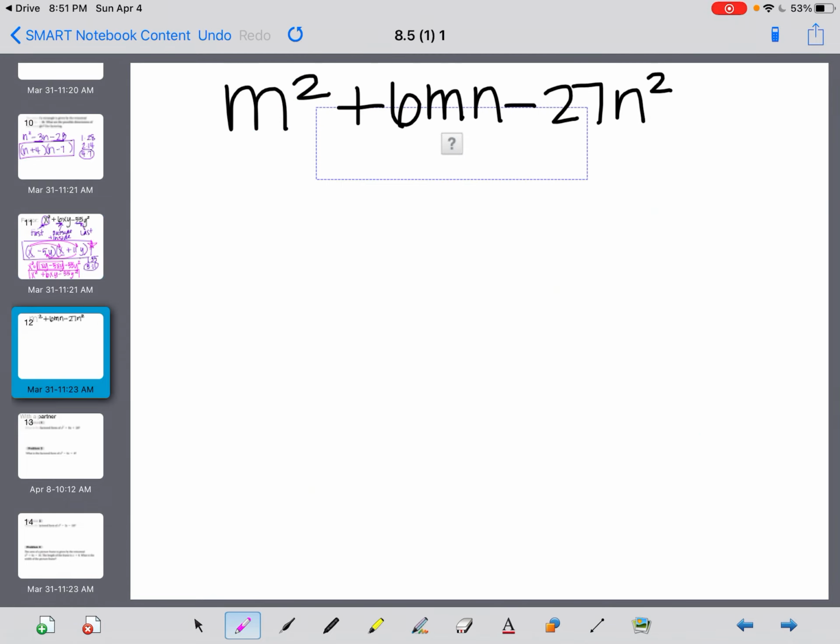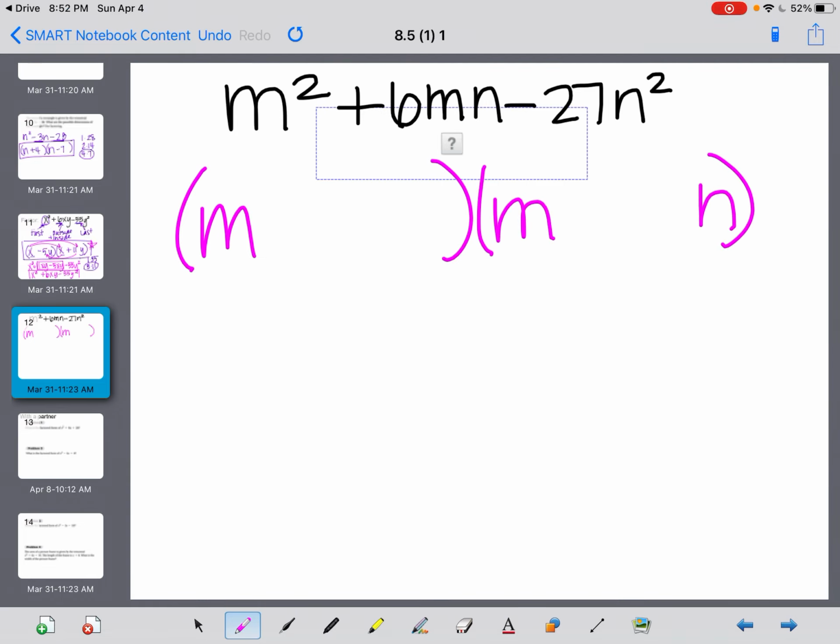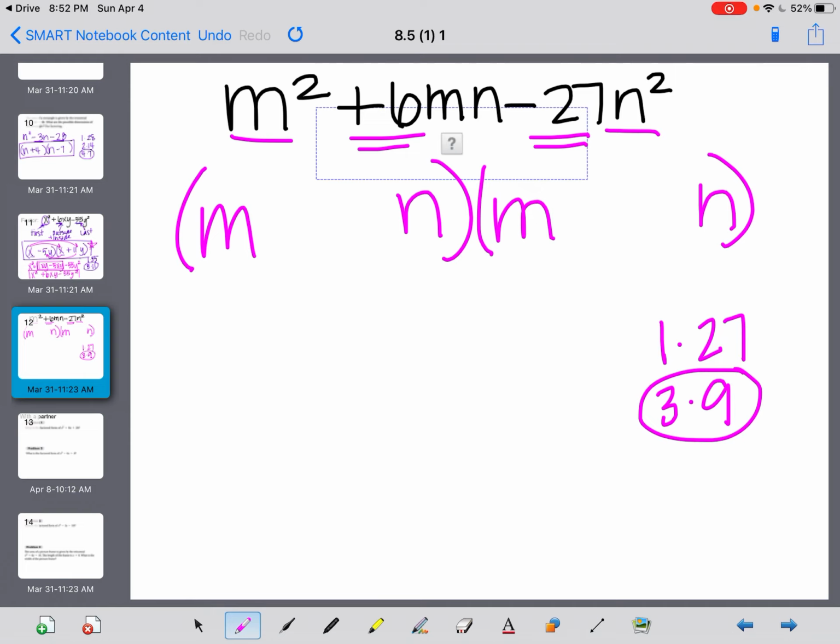All right, here's another one, same idea. I have two different variables, so I know that I'm starting with m's and ending with n's, so that I can get both the m squareds and the n squareds. Now I need numbers that will multiply to be negative 27, but add to be positive 6. My factors of 27 are 1 and 27, 3 and 9. That might be it. So I think I'm going to need 3 and 9 since I can make those equal 6 if I use a positive 9n and a negative 3n.